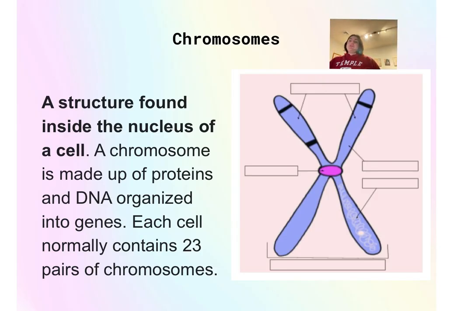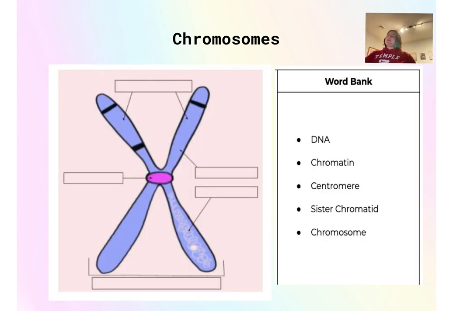So a chromosome is a structure found inside the nucleus of a cell, okay? It's made up of proteins and DNA organized into genes, and each cell normally contains 23 pairs of chromosomes, which means there are 46 total. 23 pairs, 46 total. All right, so now we're going to go through and label a chromosome. Make sure you're following along with me here.